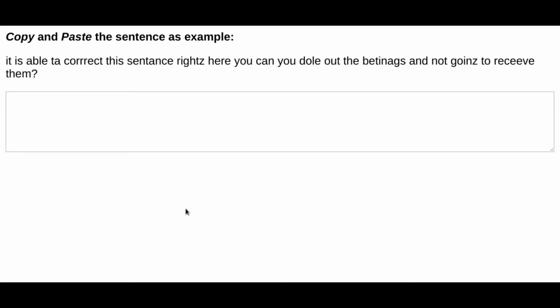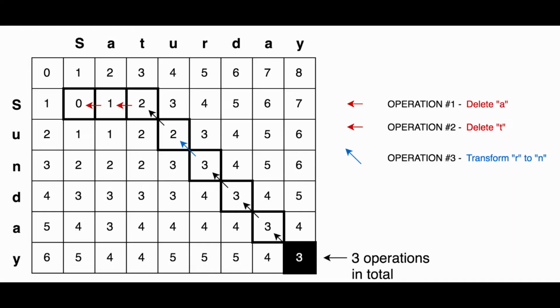What is Levenshtein distance? Informally, the Levenshtein distance is the distance between two words: the minimum number of single character edits, insertions, deletions, or substitutions, required to change one word into the other. In dynamic programming, it looks like this. It seems horrible, but we shouldn't judge a book by its cover.